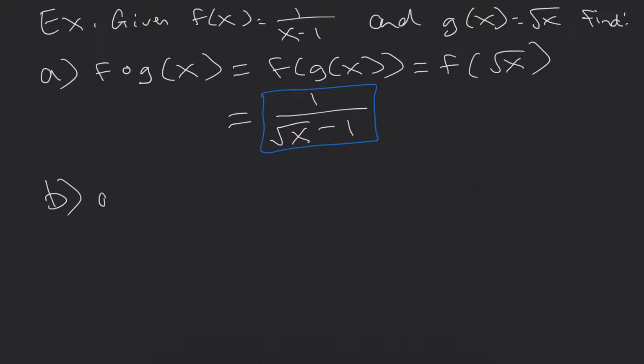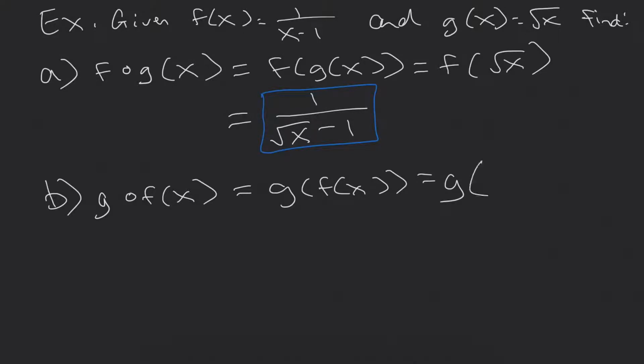Let's go ahead and do it the other way around as well. Let's do g composed with f of x. That's going to be g of f of x. And if it helps, go ahead and write in f of x on the inside there. So f of x was 1 over x minus 1. Now we need to plug that into g of x, which was the square root of x.